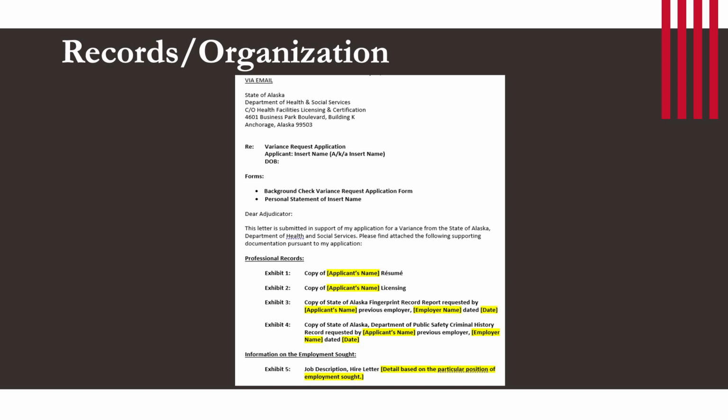For example, we identify the professional records, information about the employment sought, as well as court records and documentation to establish that this applicant has been rehabilitated and is at low risk of being a repeat offender. The cover letter should also include the applicant's background check number, and this is also required on the application form that is displayed in the next slide.